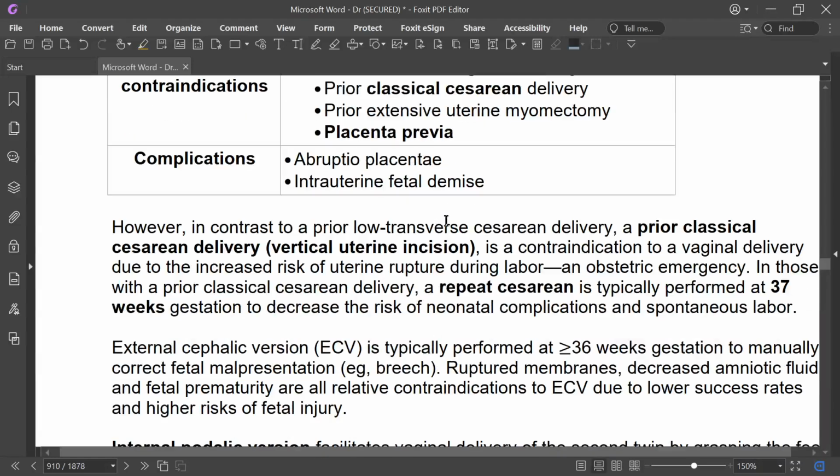However, in contrast to prior low transverse cesarean delivery, prior cesarean delivery via vertical uterine incision is a contraindication to vaginal delivery due to risk of uterine rupture during labor. It's an obstetric emergency.